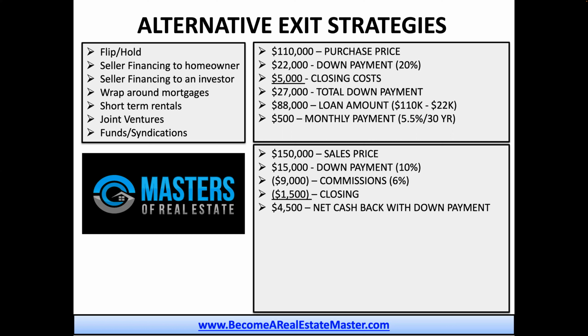Now, if we sold it for $150,000, because if you're buying the property right, you should have some built-in equity in this property. You should never buy a property wrong. You've got to buy it right. And then you offer it to a homeowner with 10% down, so call it $15,000 down, minus full commissions, which you may not have commissions selling to a homeowner.